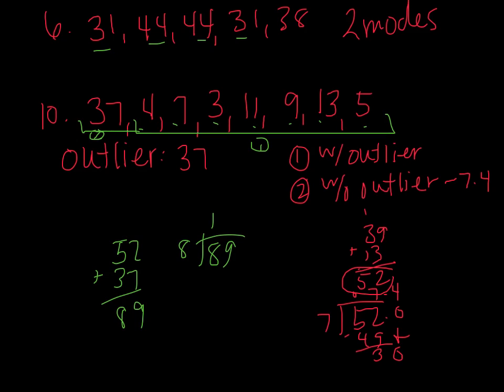8 goes into 8 one time. How many times does it go into 9? 1 time. Left with 1. Bring out my decimal point. Bring down a 0. 8 goes into 10. 1 time. Okay, so our mean with the outlier is approximately 11 1/10. So now my problem asks me to find the difference between this number and this number. The problem set with the outlier, which was 37, and without it.